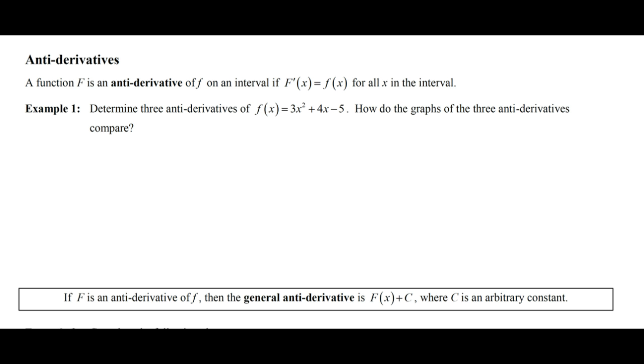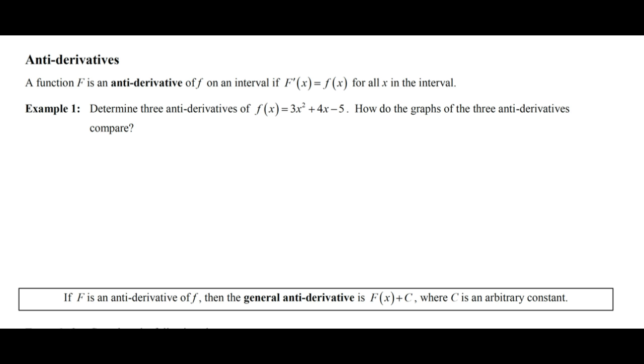Antiderivatives. All right, so a function big F is an antiderivative of little f on an interval if F prime of x is equal to f of x for all x in the interval. Determine 3 antiderivatives. This is where we get into the thing you said, that you can add a constant. So determine 3 antiderivatives of f of x equals 3x squared plus 4x minus 5. And how do those graphs compare?